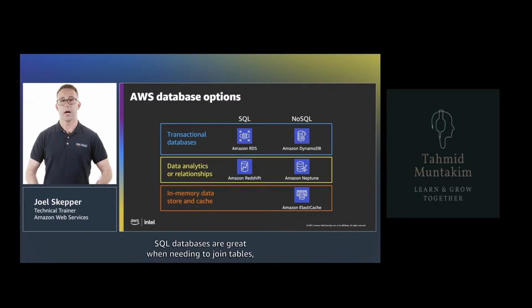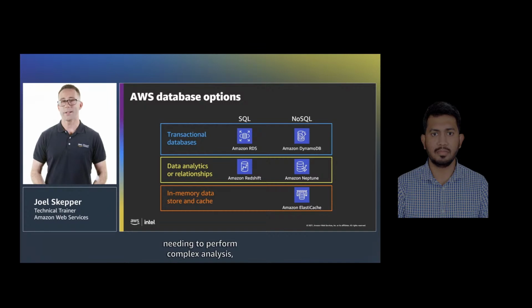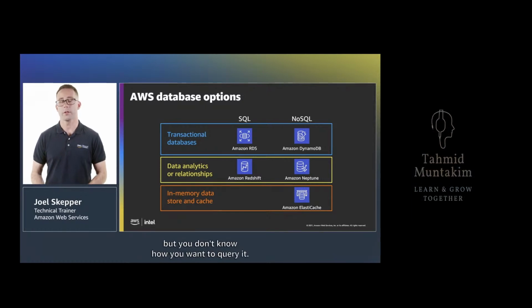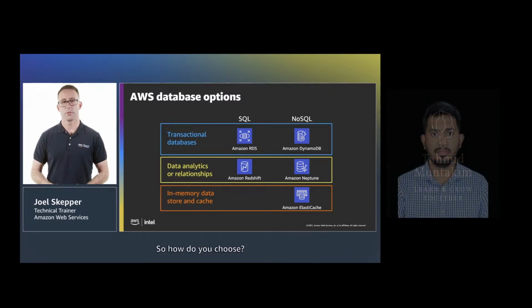SQL databases are great when needing to join tables, needing to perform complex analysis, or have flexible yet complex querying. Maybe you know what your data looks like, but you don't know how you want to query it. NoSQL databases, on the other hand, can be extremely fast and provide low latency responses. They support ad hoc data structures and can scale differently to a traditional SQL-based database. So how do you choose?